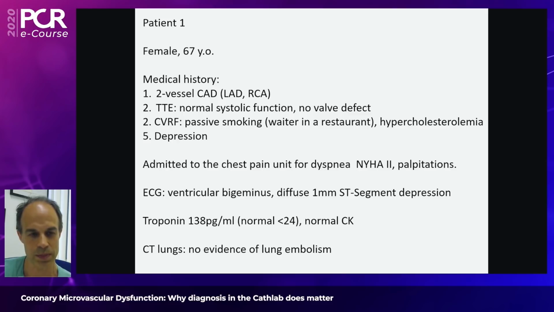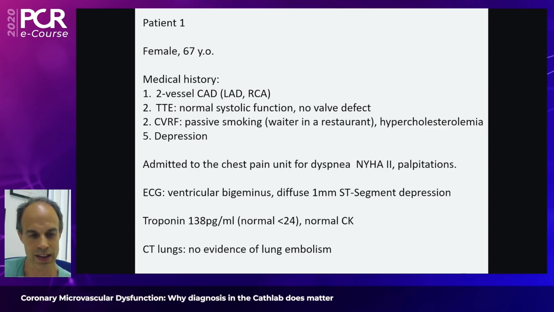The first of the two patients that I'm presenting is a female, 67 years old. She has a history of two-vessel coronary artery disease in the LAD and the right coronary artery. She has a normal systolic function. She has no valve defect. She has the traditional cardiovascular risk factors, including passive smoking as a waiter in a restaurant, and she suffers from depression. This is kind of a typical feature of this type of patients that maybe come multiple times to the Cathlab or to the emergency room with angina.